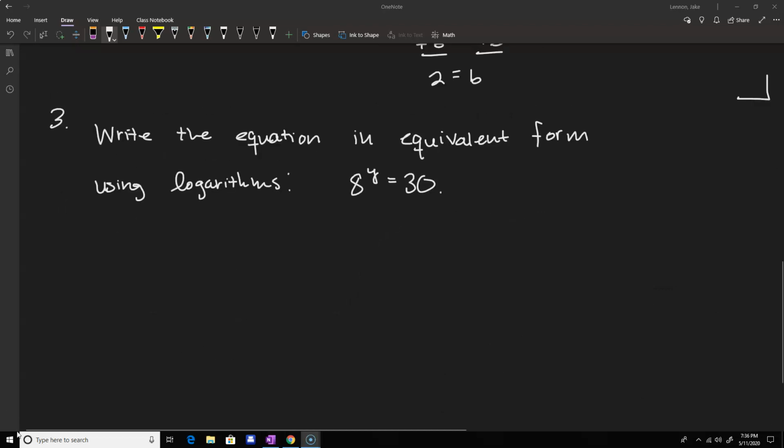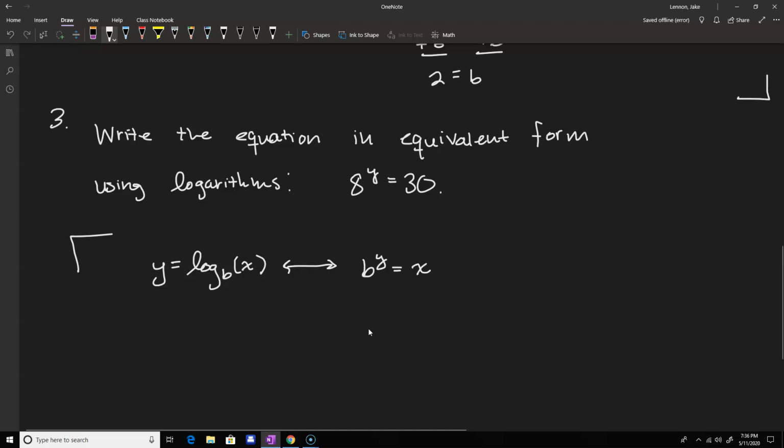So for problem number 3, we're trying to write the equation in equivalent form using logarithms. So basically, we just want to make sure we recall the definition of the logarithm. So that basically says, let's say we have y equals log base b of x. This logarithmic equation is the same as the exponential equation b raised to the y power equals x.